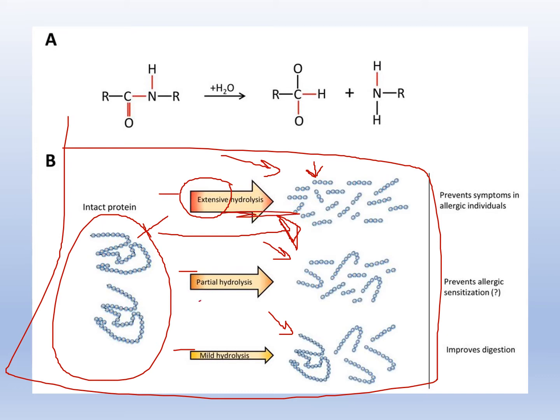For the partial hydrolysis, we might still have peptides, and we can still have long peptides or polypeptides, such as this one. We might also have smaller types of peptides, dipeptides, tripeptides, but rarely amino acids. Amino acids are rare in partial hydrolysis.